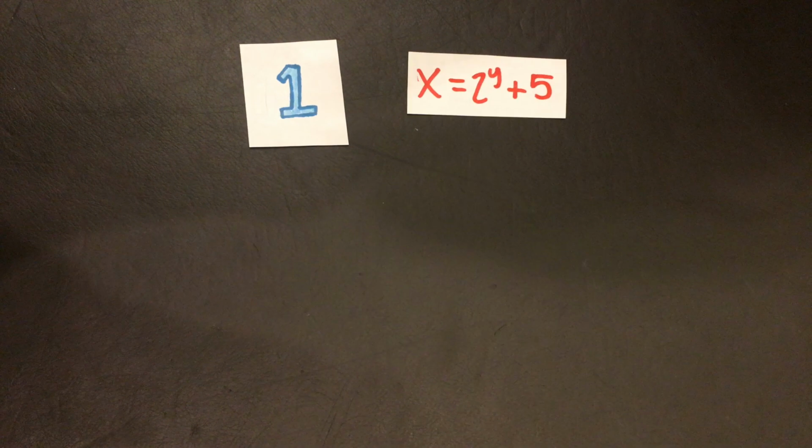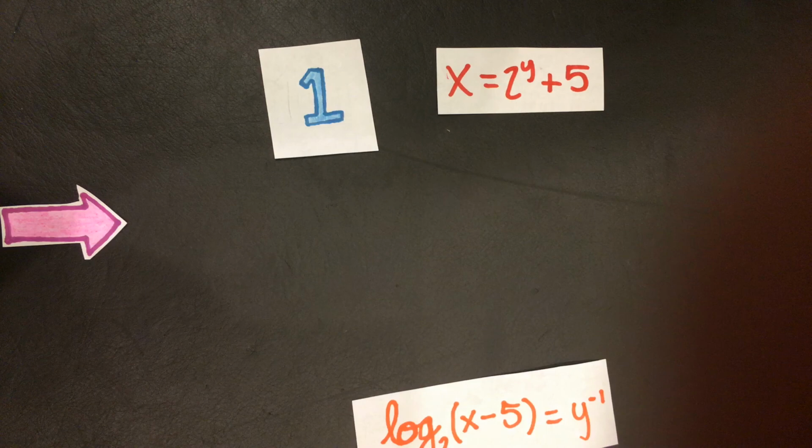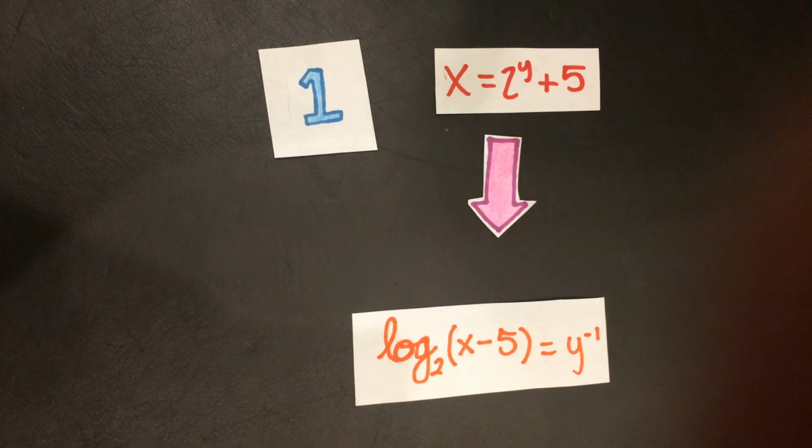It's really easy to make mistakes, so here's some things to keep in mind. The first mistake that people make is stopping after switching x and y. So make sure you keep going until you get to a log.